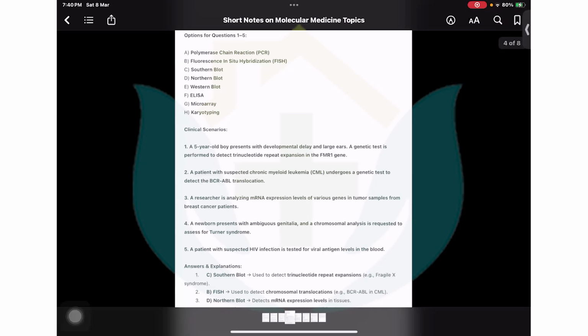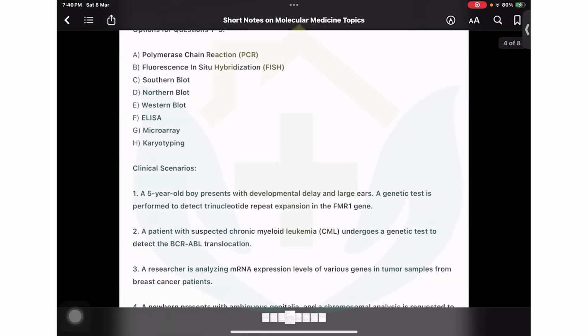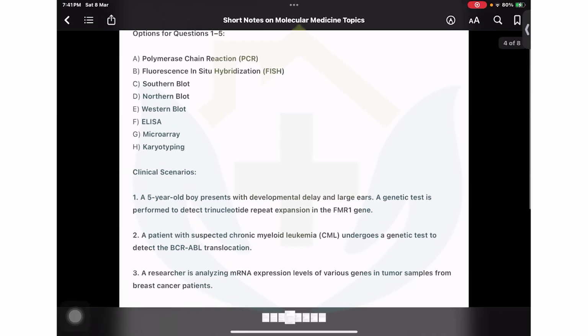Now, I would like you to turn on your mics whenever you want to answer, because now we will have certain questions for refurbishing your concept clearance in molecular medicine. We will have certain options for questions 1 to 5. We will have 8 options for every 5 questions.